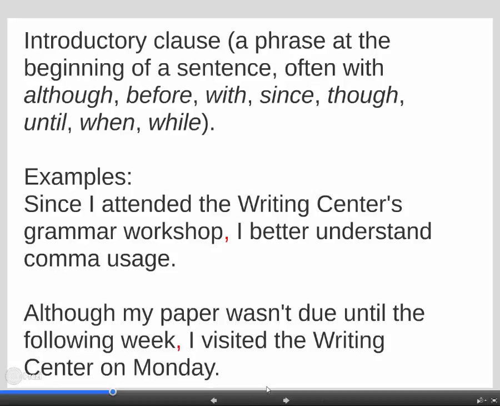So, since I attended the Writing Center's grammar workshop, comma, now we're into our main part of the sentence, I better understand comma usage. Although my paper wasn't due until the following week, comma, I visited, right? I visited is the main point of the sentence. I visited the Writing Center on Monday.